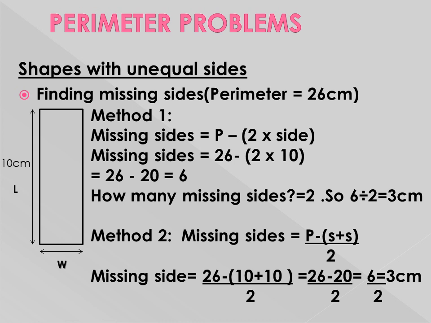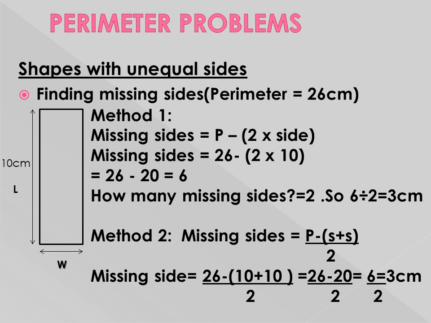Okay, so still on perimeter problems, or still finding perimeters, let us look at shapes that don't have equal sides. We just looked at the square. The square has all equal sides. But what about this? All the sides are not equal. It's a rectangle. So let's see how we'll find the perimeter.